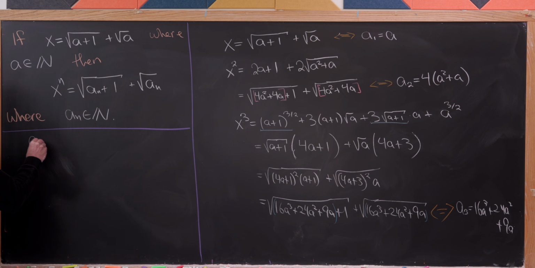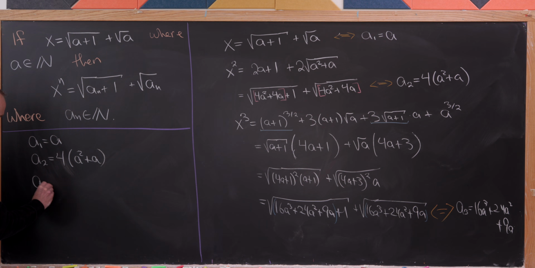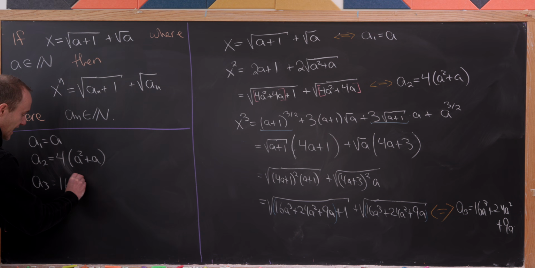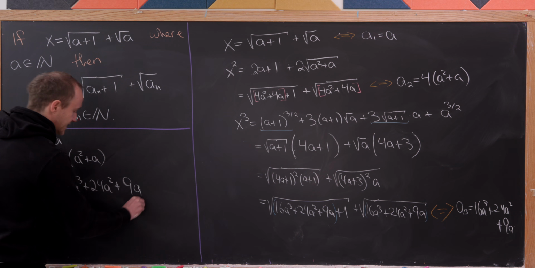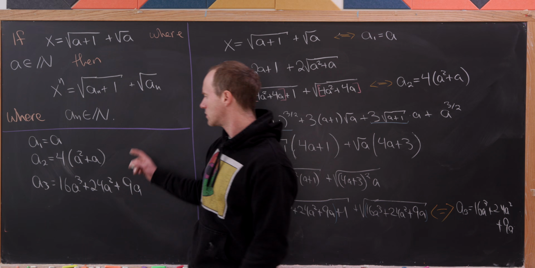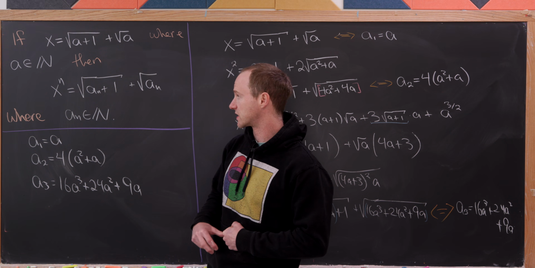And eventually we're going to try to get some formula for these a numbers. Let's observe that we have a1 is equal to a, and then we have a2 is equal to 4 times a squared plus a, and then a3 is equal to 16a cubed plus 24a squared plus 9 times a. Okay, so now what I'd like to do is start to approach this from another direction.